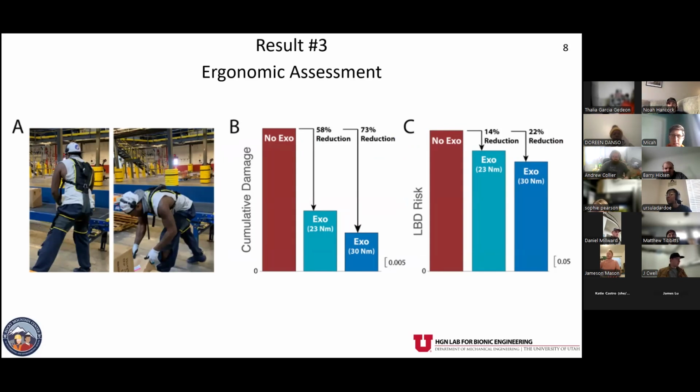So it's kind of interesting that they were able to compare their simple model and get relatively similar assessments of damage and lower back risk.